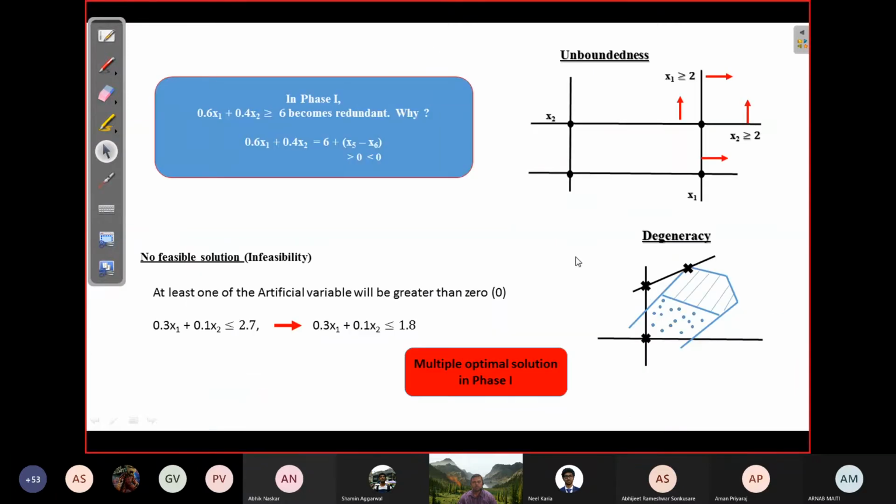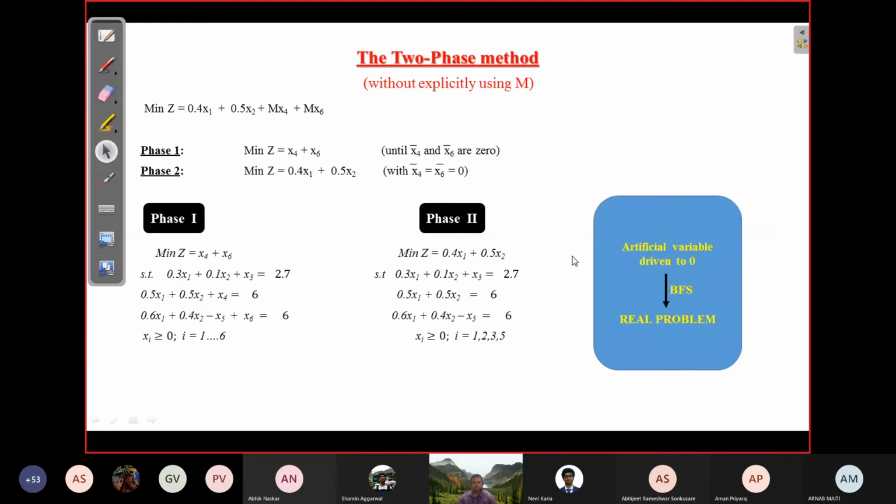Then we have discussed this two-phase method, where we actually divide this entire process into two phases. In the first phase, we try to find an initial BFS for the real problem, and in the second phase we solve the real problem using this BFS as the seed, right? Now for the phase 1 problem, we have set the objective function as minimization of the sum of the artificial variables, and this is true for any type of optimization problem, be it minimization or maximization type, right?